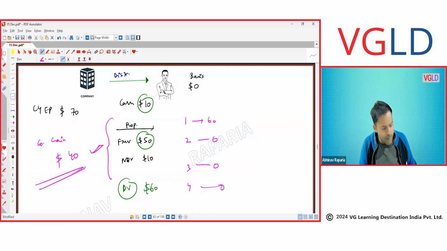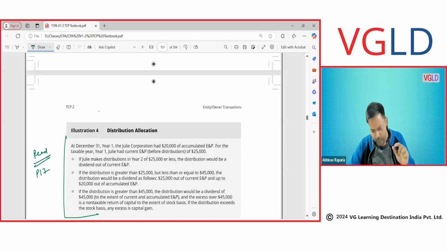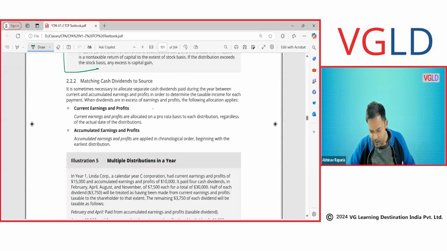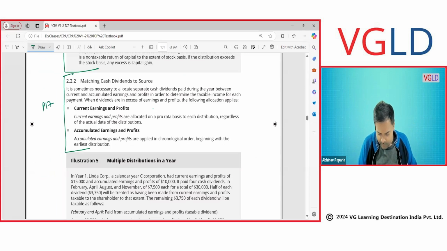Now, about appreciated property, I'm going to do one very important question. But before that, I want you to read from the book the multiple distribution point I've done with you, which we have not read from the book. Let's quickly read this, then I'll move to appreciated property. Same matching the data, cash, dividend, current year, accumulated, we have done. Read this. Same multiple distribution point, page number 17. Read and confirm, please.